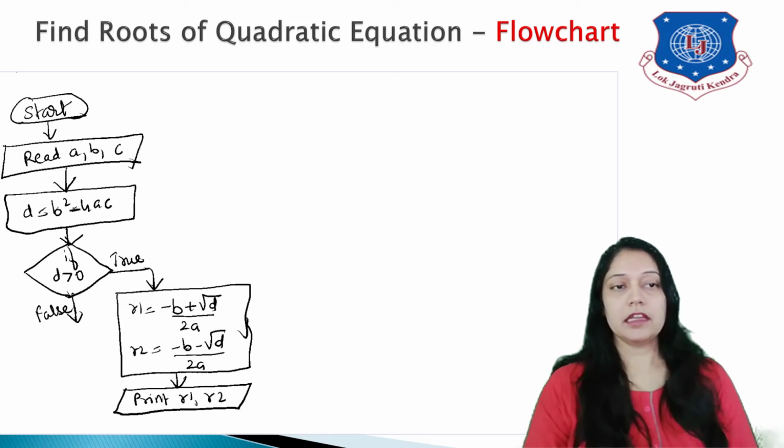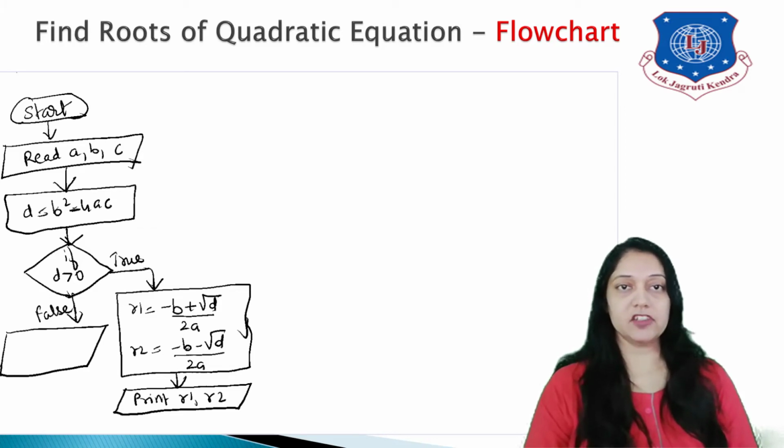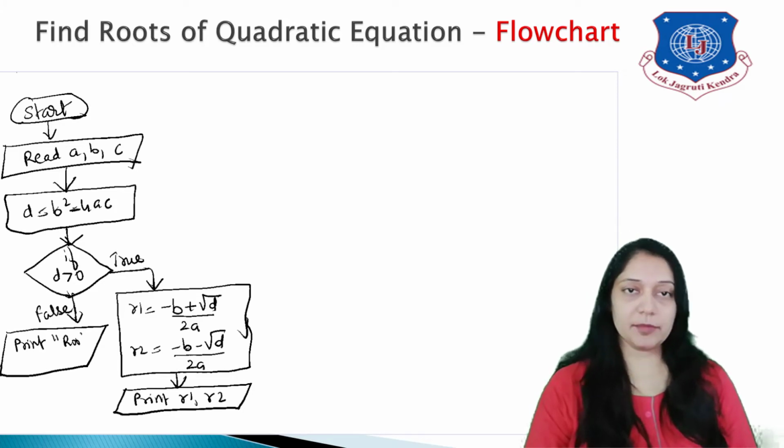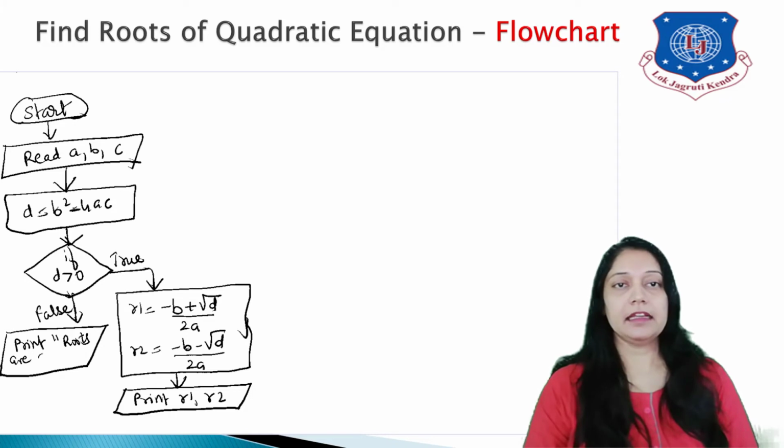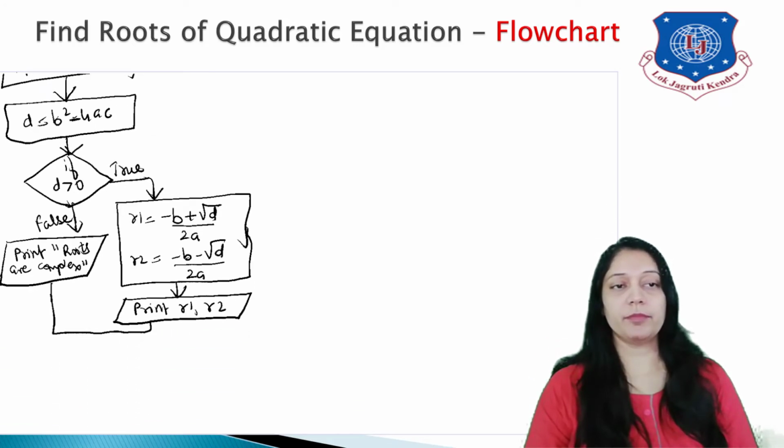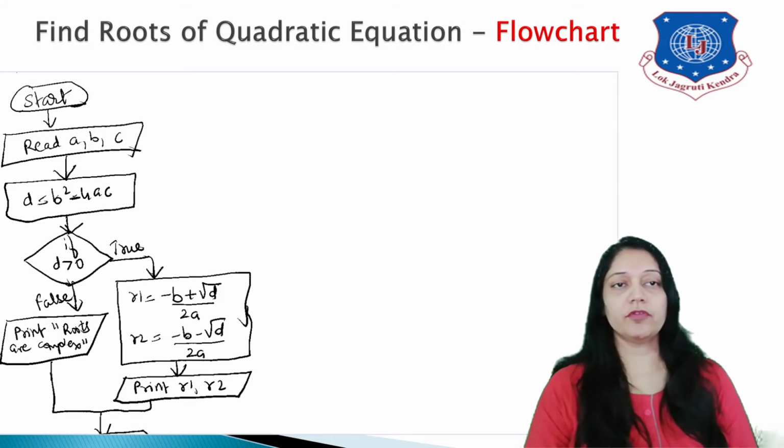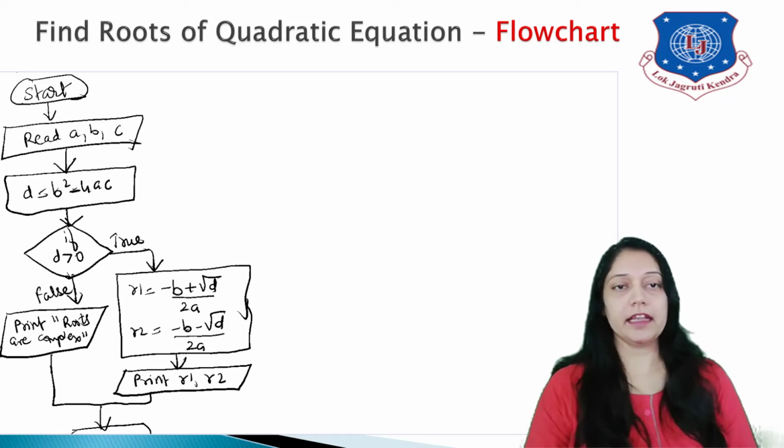Now if the condition is false, then we'll display the message that the roots are complex, or you can say imaginary roots, and we'll stop our flowchart using the rounded rectangle. We'll connect both the outputs of our print statements and then we'll use the stop symbol. So this was the complete flowchart of finding the roots of a quadratic equation.